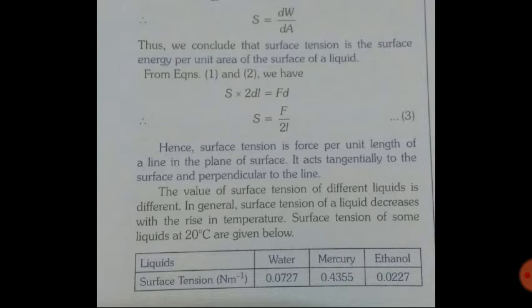Water has a surface tension of 0.0727, mercury has 0.4355, ethanol has 0.0227. So from this table you can see that mercury, which is a very dense liquid, has a very high surface tension. So surface tension also depends on the density of the liquid, and obviously it will, because surface tension is there because of the molecules present inside the liquid.